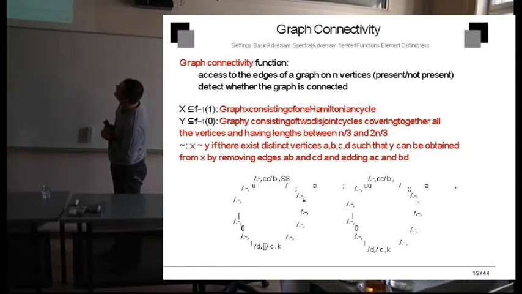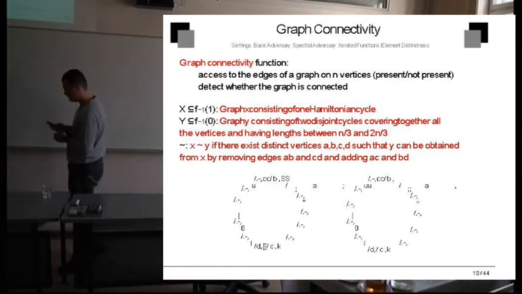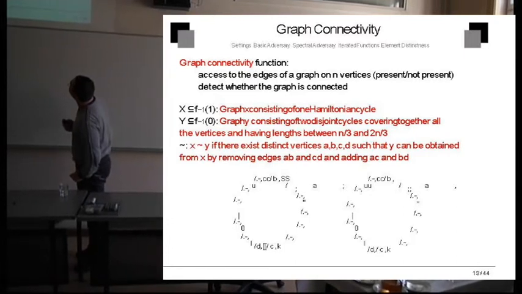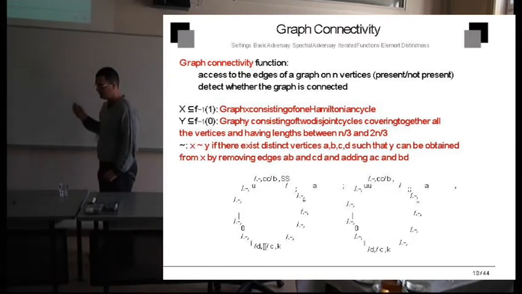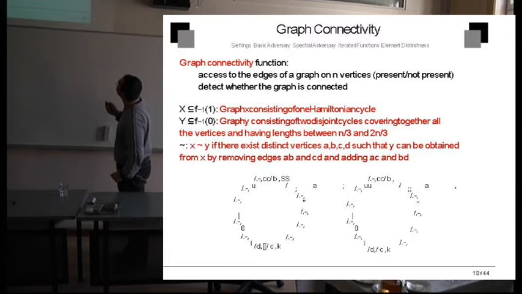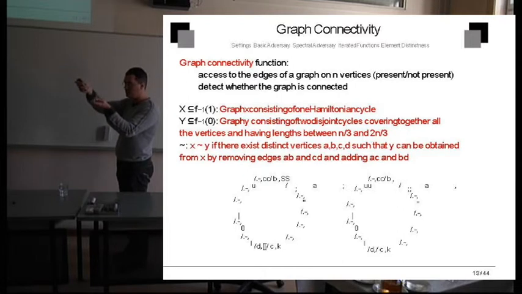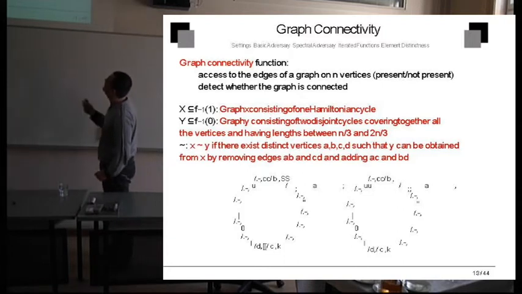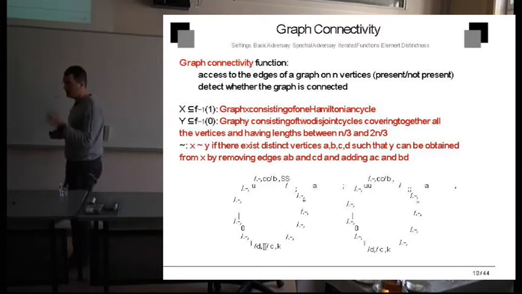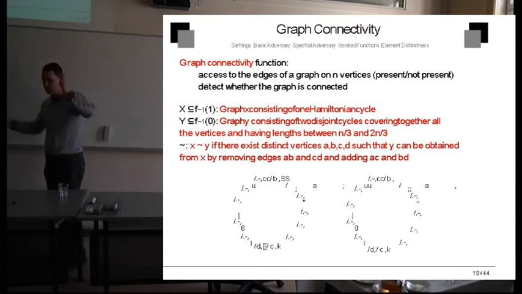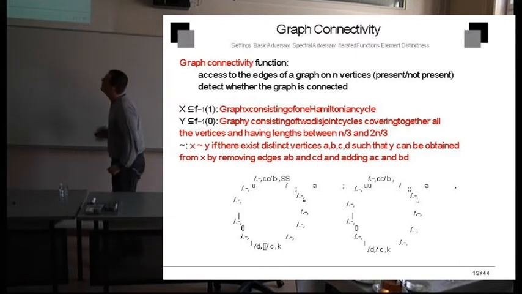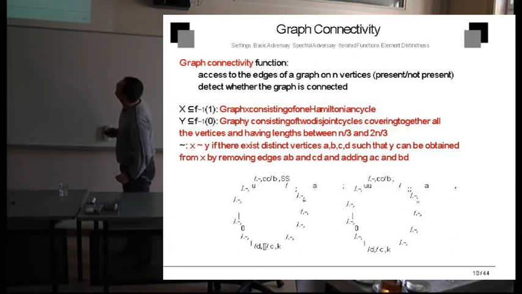So, for the graph connectivity function, another example, I will go quickly through it. We are given access to a graph on n vertices. For each edge, given by 2 vertices, we can query whether it is present in the graph or not. And given such an input, we have to detect whether the graph is connected, so whether from each vertex you can go to another vertex by a path. Okay, so this is much trickier.